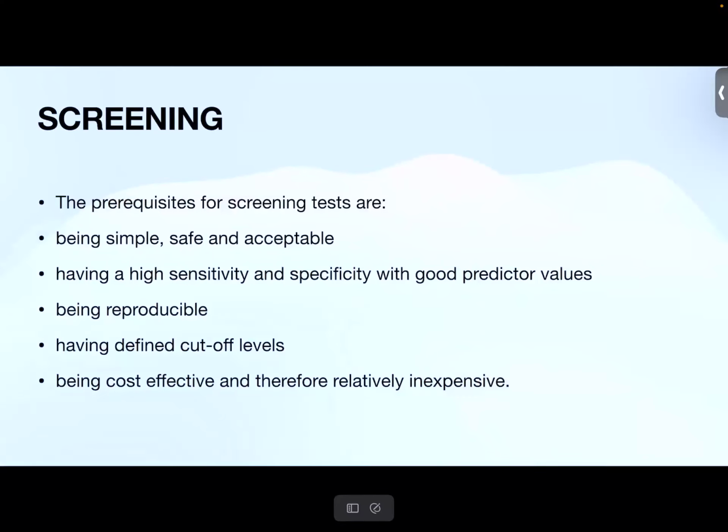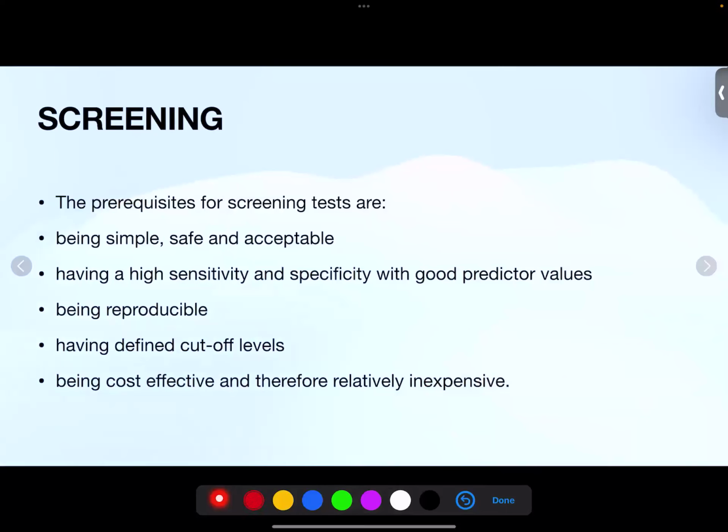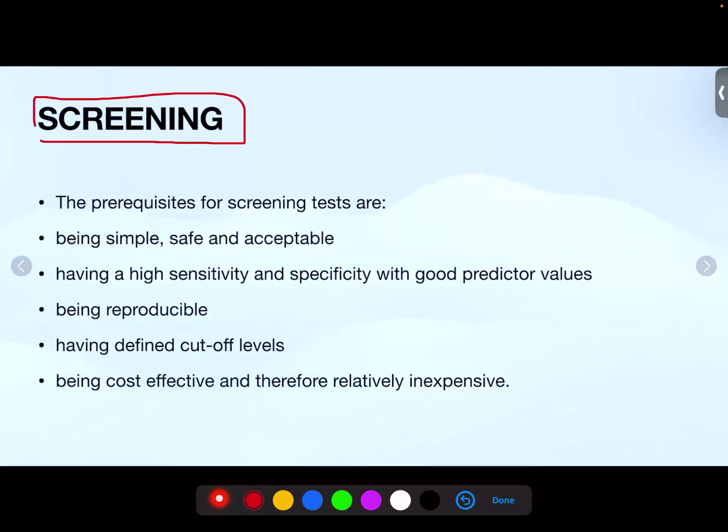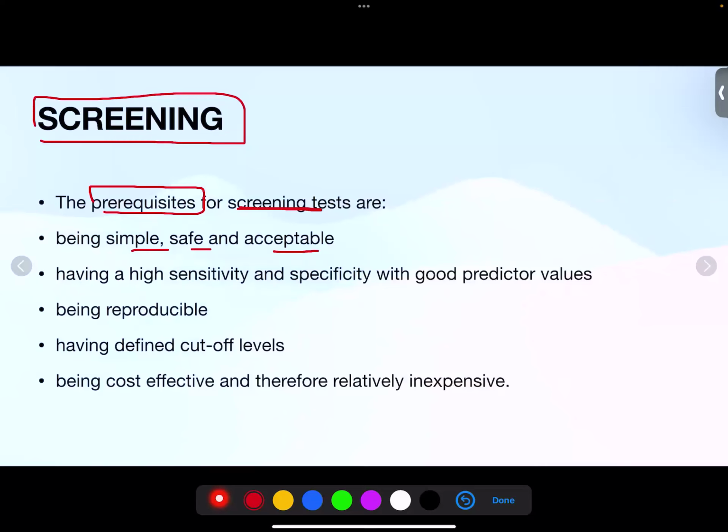Okay, so basically these screening tests are very important. You don't need to go into great detail of how screening tests occur, but you have to know what is meant by sensitivity and what is meant by specificity. Okay, so basically we have some kinds of screening tests, and the prerequisites for those screening tests are that they should be simple, safe, and acceptable, because you are doing these screening tests on a large population. So it has to be a simple, safe, and acceptable test.